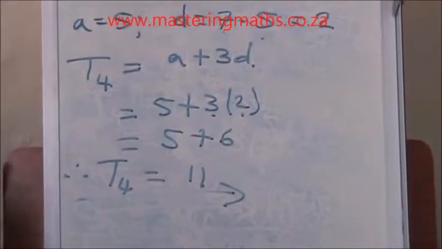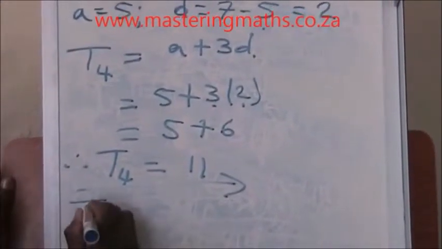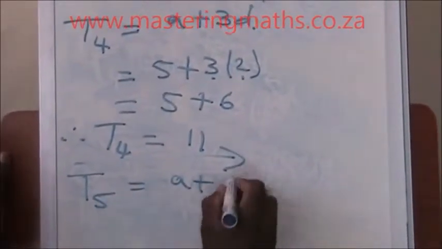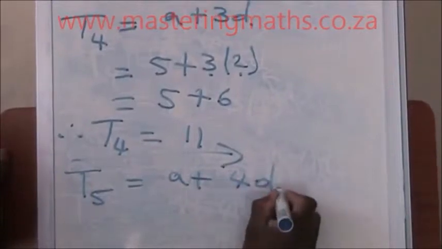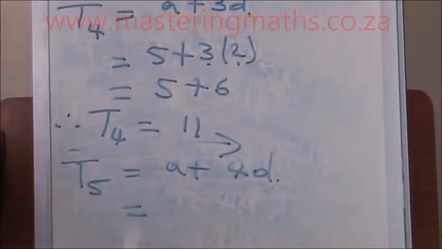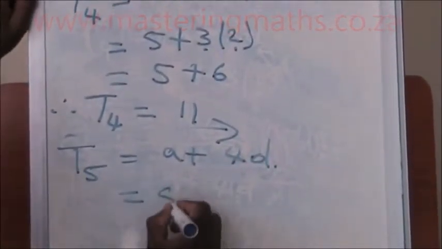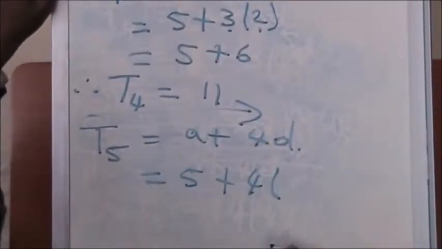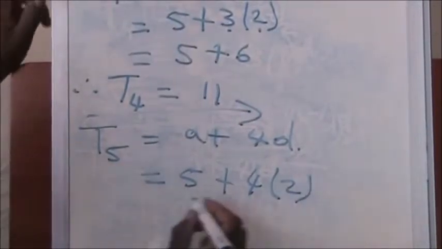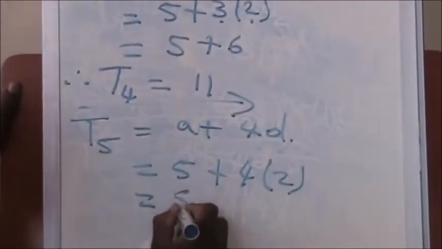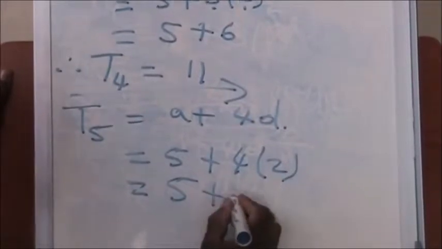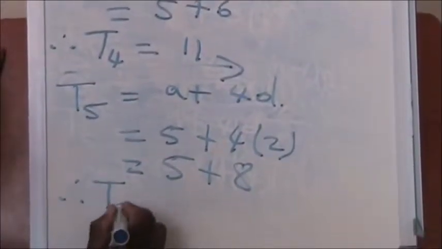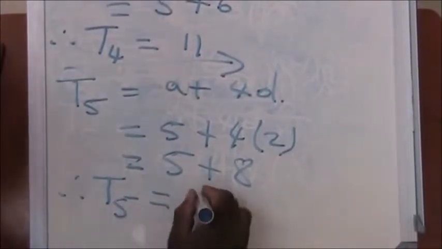Then the fifth term T5 is equal to A plus 4D. The value of A is 5. 5 plus 4 into the value of D, which is 2, is equal to 5 plus 8. Therefore, the fifth term T5 is equal to 13.